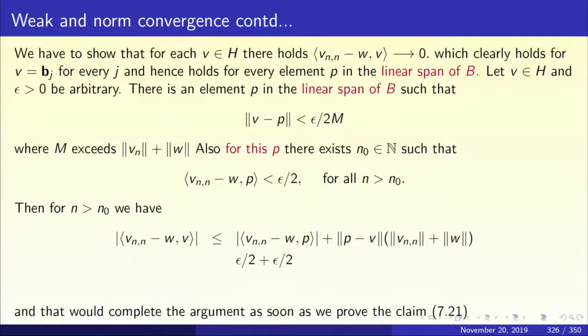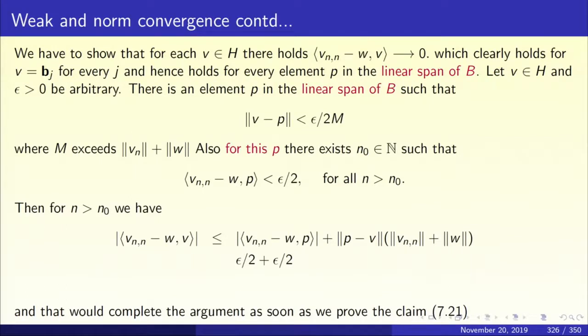Now we have to show that for every V in H, the inner product of Vnn minus W with V goes to 0. That is the meaning of saying that Vnn converges to W weakly. Now this clearly holds when V equals B1, B2, B3, etc. It's completely trivial, it's by definition. And therefore, the assertion must hold for every P in the linear span of B. So whenever V happens to be in the linear span of B, the inner product of Vnn minus W with V will go to 0. Now we have to go from the linear span of B to the whole space.